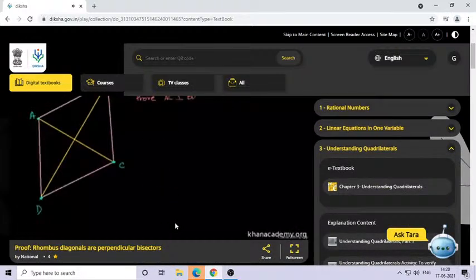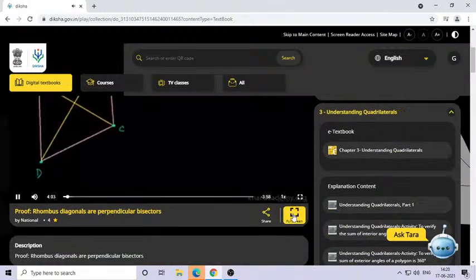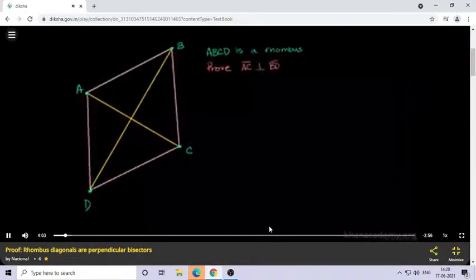We're told that quadrilateral ABCD is a rhombus, and what they want us to prove is that its diagonals are perpendicular, that AC is perpendicular to BD. Now let's think about everything we know about a rhombus. First of all, a rhombus is a special case of a parallelogram.